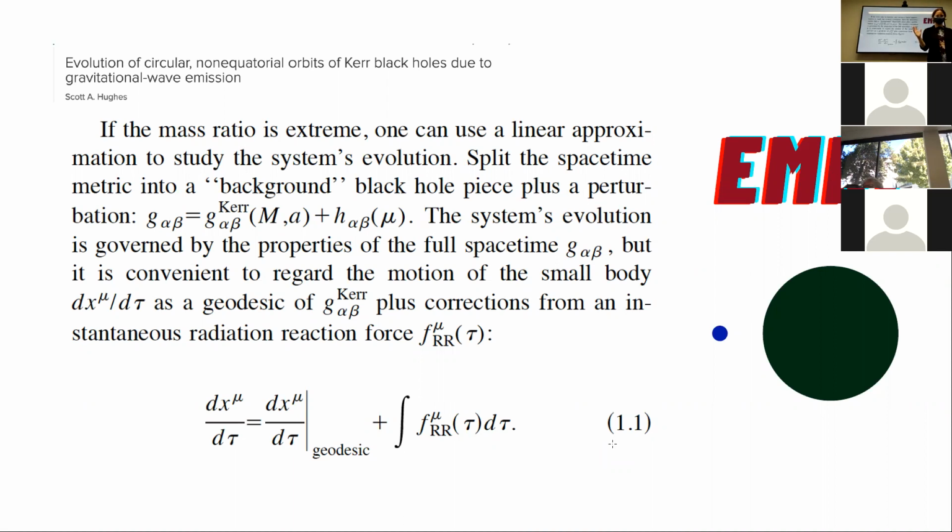All of this is leading to what I really want to emphasize. In the case of EMRI, one of the things that you're doing is treating the second body as a perturbation. Another thing that's happening is that you're using linear approximation to study the system's evolution. Another thing is that certain phenomena become obvious, like the angular momentum and the eccentricity. And these are all incredibly important.